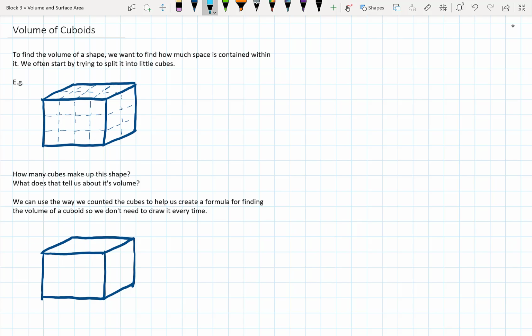Okay, so what we're looking at here is finding the volume of a cuboid, and in order to do that, what we've got to do is first think about what volume is. Remember that when we're trying to find the volume of a shape, we're looking for how much space is contained within it. Often to do that, we split it into littler cubes when we first start looking at the volume of a cuboid.